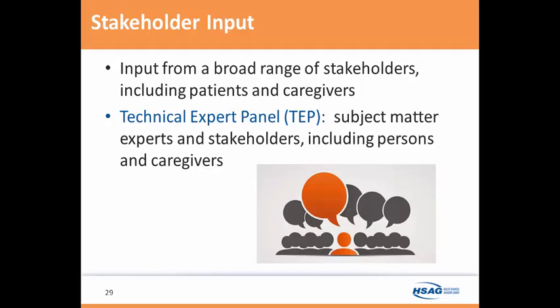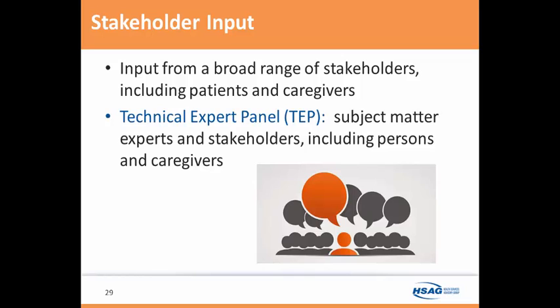Stakeholder input is often achieved by convening a technical expert panel, or a TEP. The TEP is composed of various subject matter experts and stakeholder groups, including patients and caregivers. Smaller work groups may be convened for specific purposes, such as coding specifications, which then report back to the larger technical expert panel. TEP members are chosen based on their expertise, personal experience, diversity of perspectives, background, and training. The membership should also reflect geographic and organizational diversity, as well as a variety of organizational types that may have an interest in the topic.